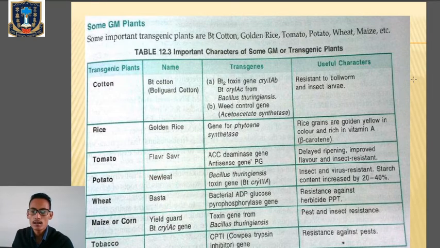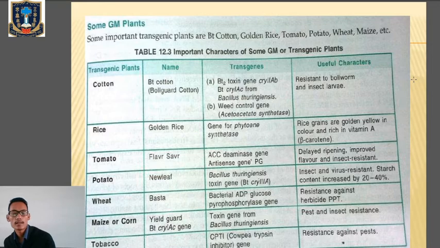And the last one is tobacco, which is resistant against pests. These are a few examples of the transgenic plants developed by genetic engineering, along with their useful characteristics. Clear? So go through it. Go through table number 12.3.